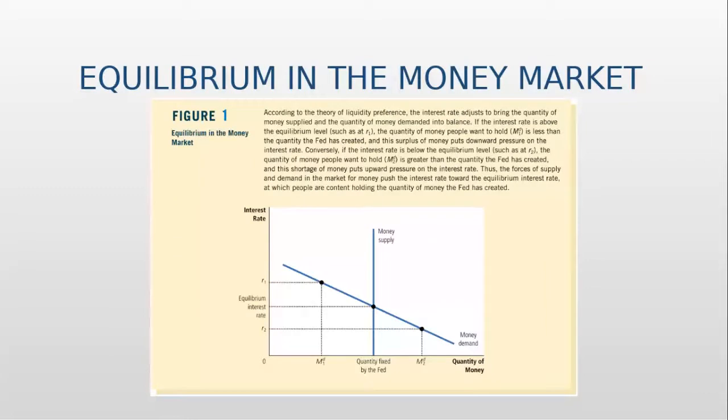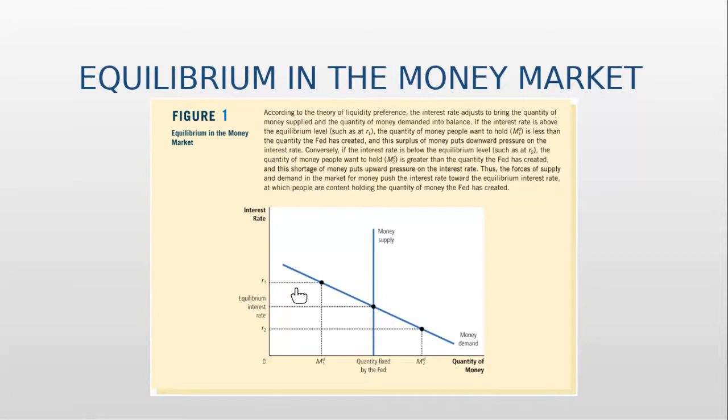So equilibrium in the money market, if we zoom in on this graph, we can see how this breaks down. We have, again, our interest rate on the y-axis. We have our quantity of money on the x-axis. As we said, because Federal Reserve policy fixes the money supply, it is straight up and vertical. And the equilibrium interest rate then is the point that brings the money demand into balance with the money supply as determined by the Federal Reserve.